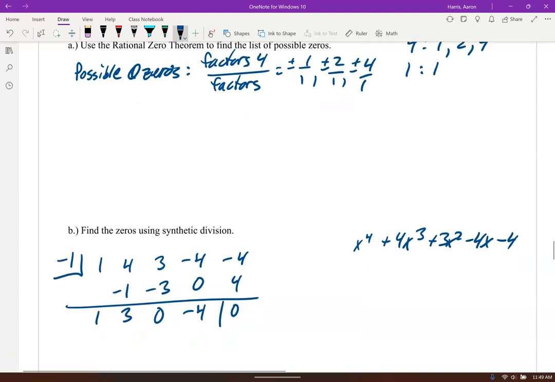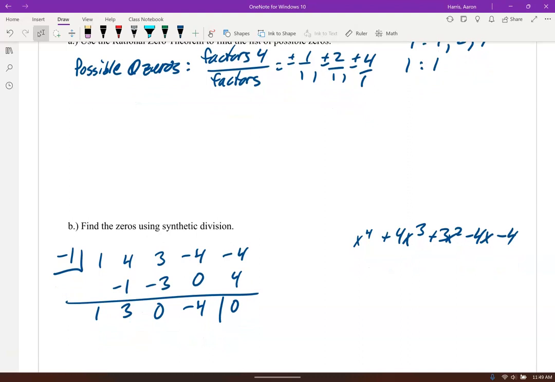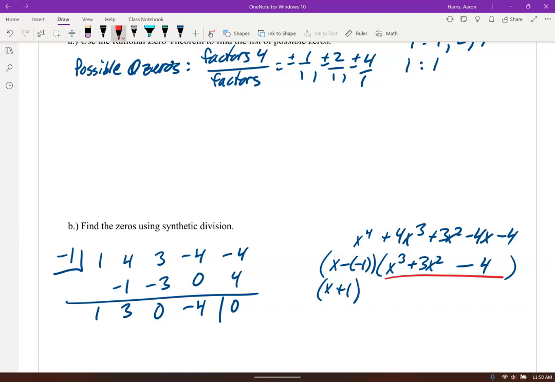Hey, it works. So -1 is a 0. So x minus -1, or x plus 1, is a clean factor, and I put my answer right there. So it'll be 1x 1 degree less: 1x cubed, 3x squared, 0x, minus 4. Okay? So now we have x plus 1, and then we're breaking this one down, and we're testing that.